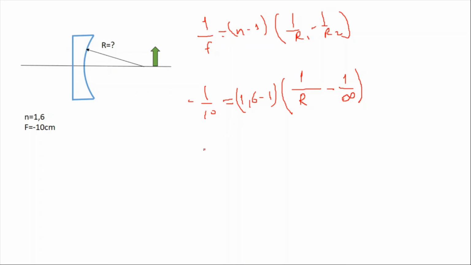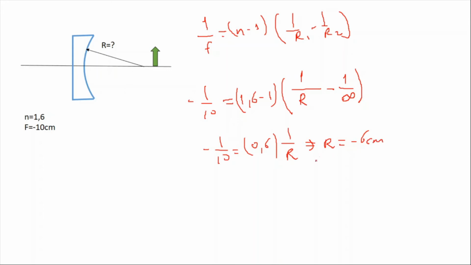So from here, negative 1 over 10 will be equal to 0.6 times 1 over R. From here, R will be equal to, multiplying these two, negative 6 centimeters.